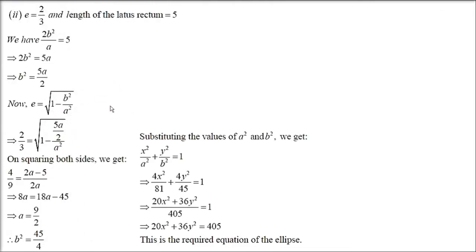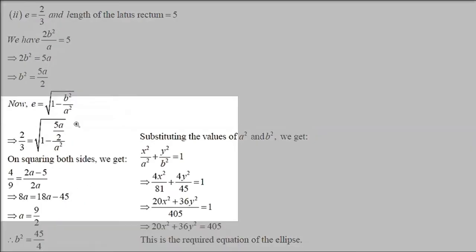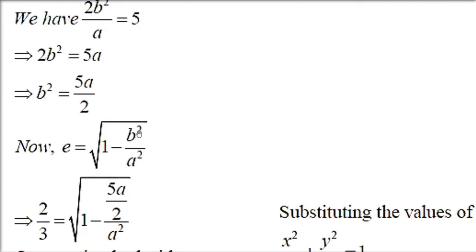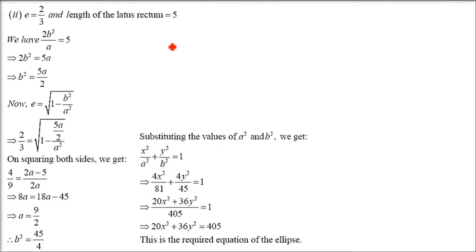So all these questions are like this only. The second part: eccentricity is 2 by 3 and the length of the latus rectum is 5. Latus rectum is 2b square by a, it is 5. So you have a relationship between a and b. Eccentricity is 2 by 3. e is root of 1 minus b square by a square, so b square equals a square times (1 minus e square), that we have already seen. Now put this here and you will have a from here.